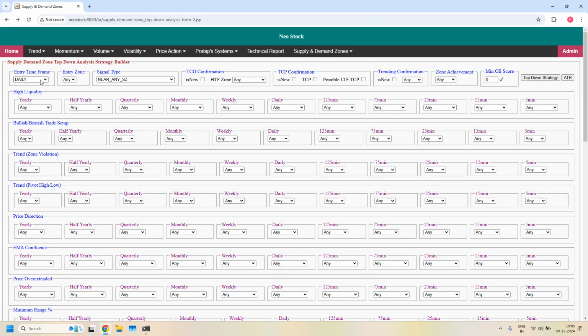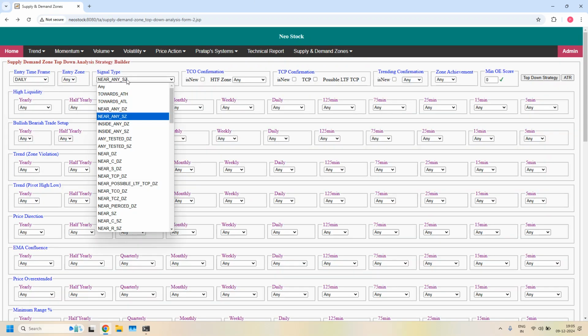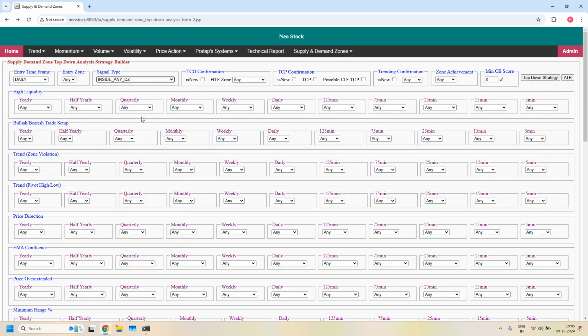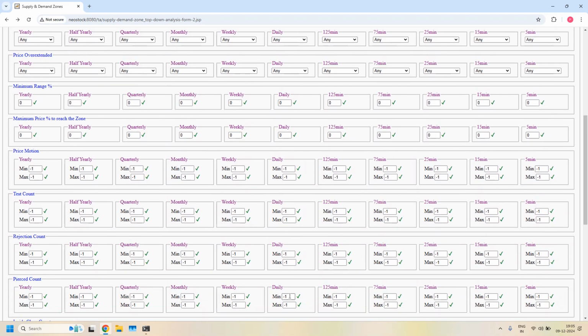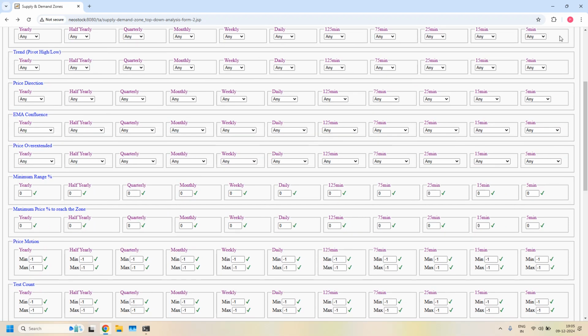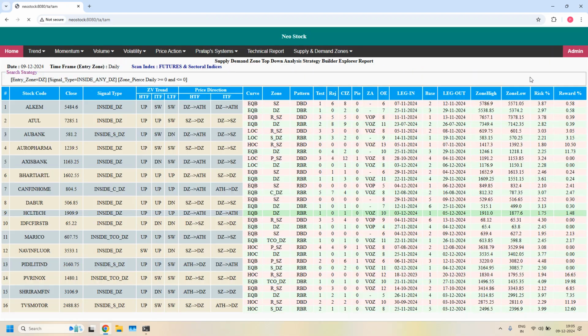Okay, next for daily time frame, price closed inside the daily demand zone, and these daily demand zones should not be pierced. So pierced count on daily time frame, minimum value 0, maximum value 0. Let's filter the stocks. We got 16 stocks. Currently price closed inside these 16 demand zones.